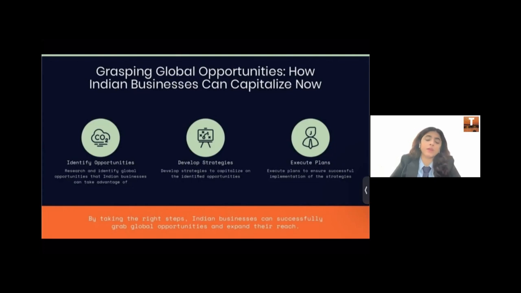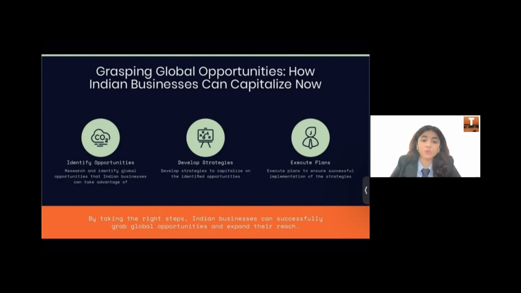Third, now we have identified the opportunities, we have made the strategies. Now, how to execute it? The third is to execute plans. First of all, establish networks: build strong networks and relationships with key stakeholders, including distributors, suppliers, partners, and industry associations. Networking facilitates access to market information, resources, and potential customers.